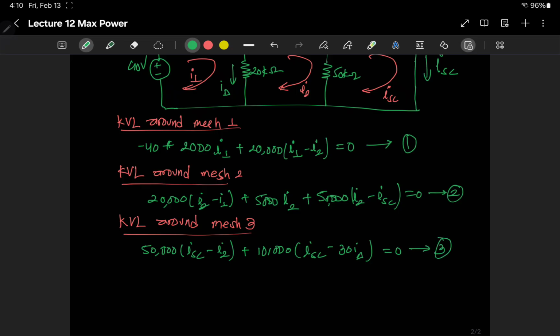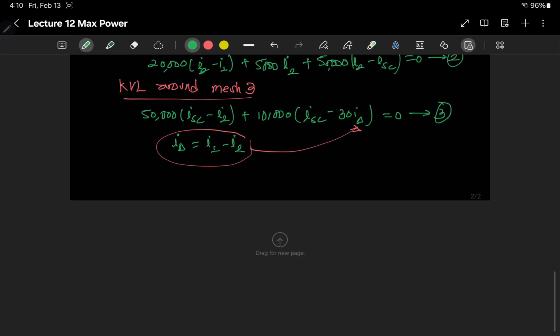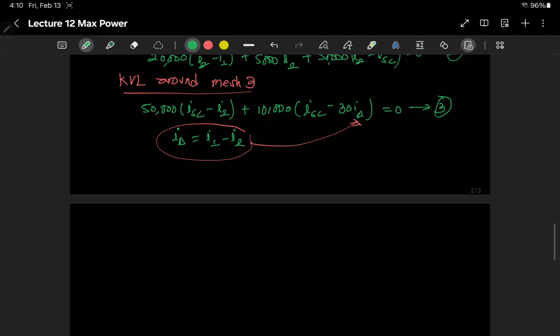So we have I1, I2, ISC, those are three unknowns, and I delta is easy because I delta is basically looking into this loop. I delta is I1 minus I2. If you substitute this value in here, you'll have three equations, three unknowns, and you can solve for the currents. You don't have to find all those three currents, you just need ISC. I'll just write the answer here. If you solve this, you will get ISC as 14 milliampere.